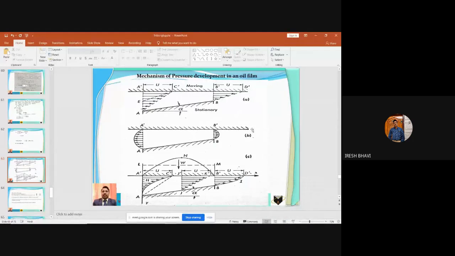So today let us discuss the mechanism of pressure development in an oil film. I told that hydrodynamic bearings are the bearings where, due to the rotation of the shaft itself, the pressure is automatically generated in the oil film present between the journal and the bearing.